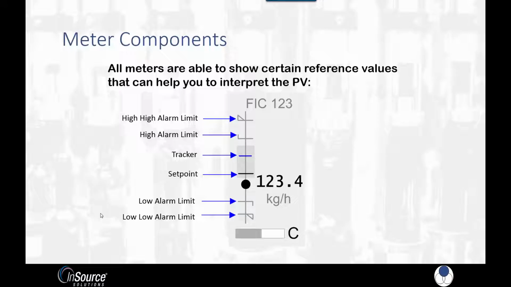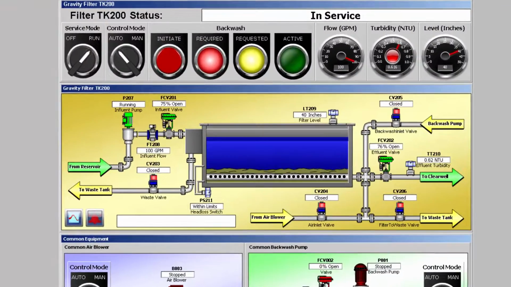So now let's take a look at an actual software demo and compare and contrast the differences between traditional graphics versus situational awareness graphics. Here you see a traditional HMI screen that represents a process. If you'll notice the overloaded use of colors, what do the different colors mean? Does red mean something's running? Does red mean something's open? Does red mean that I want to initiate something or something is required?